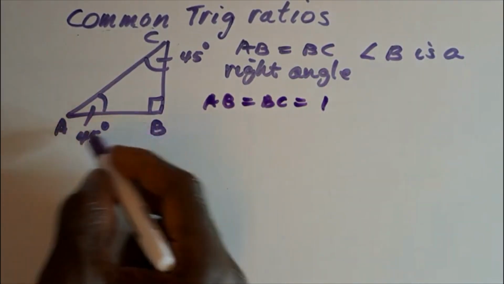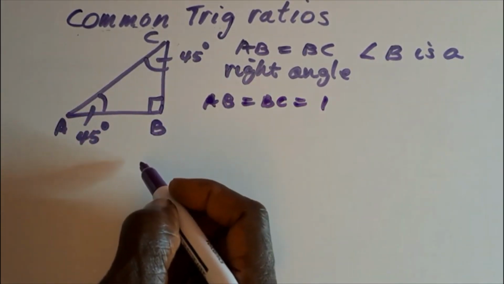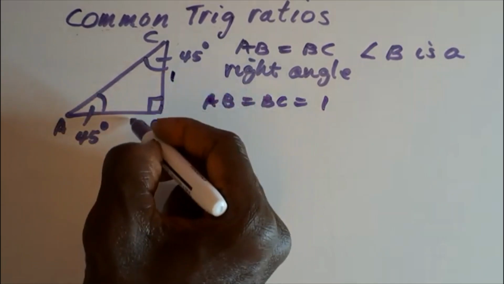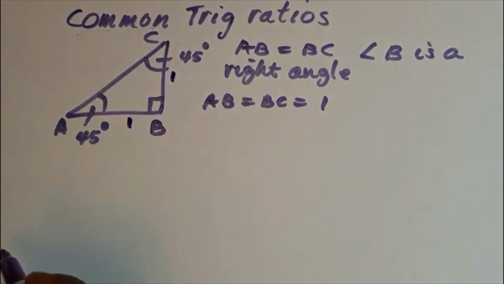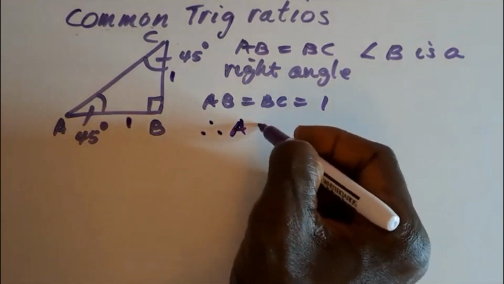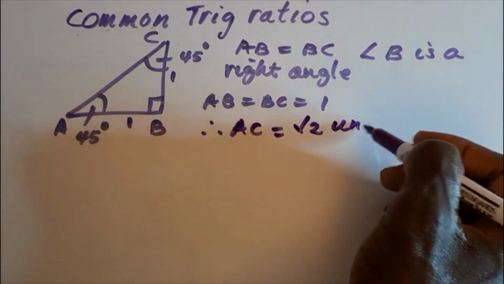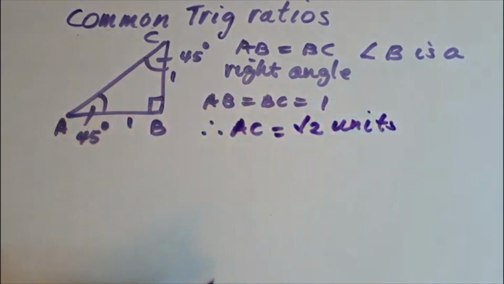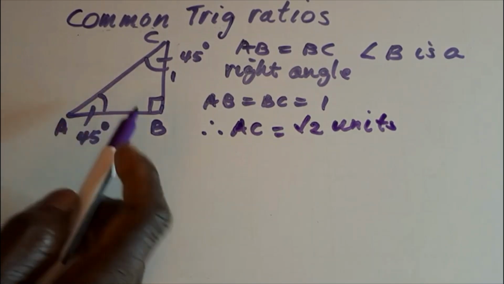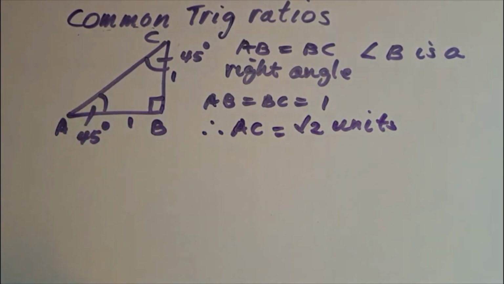AB equal to BC is 1 unit, and therefore AC is equal to root 2 units using Pythagoras' theorem. Square 1 to the square of that, and we find the square root, which is root 2.